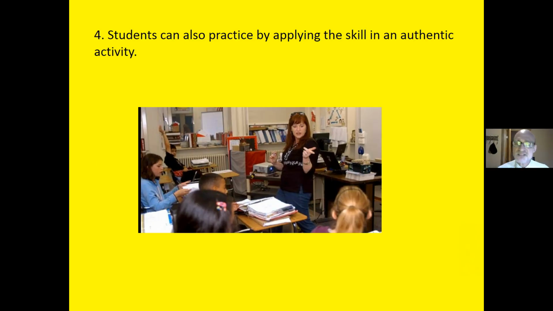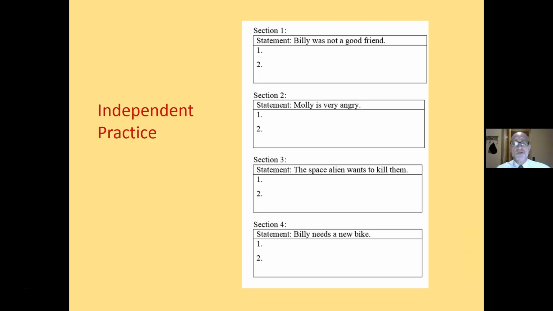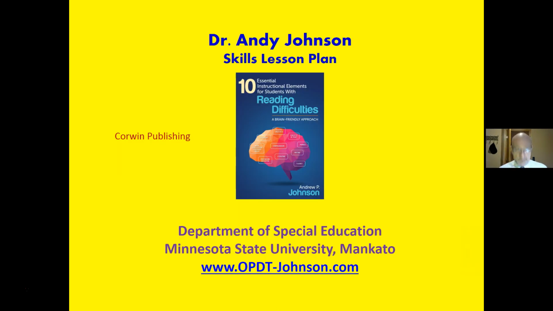They can also practice the skill by applying the skill in an authentic context or activity. Now here's an example of independent practice. I broke it down into sections, and students practice this independently by themselves or with a partner. Keep it simple, simple, simple. The four parts: purpose, input, guided practice, and independent practice.